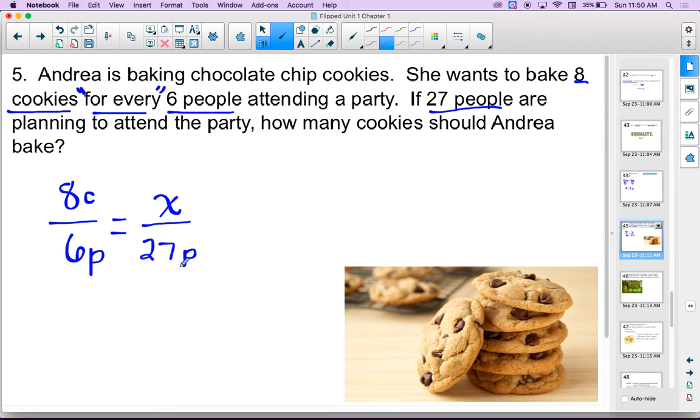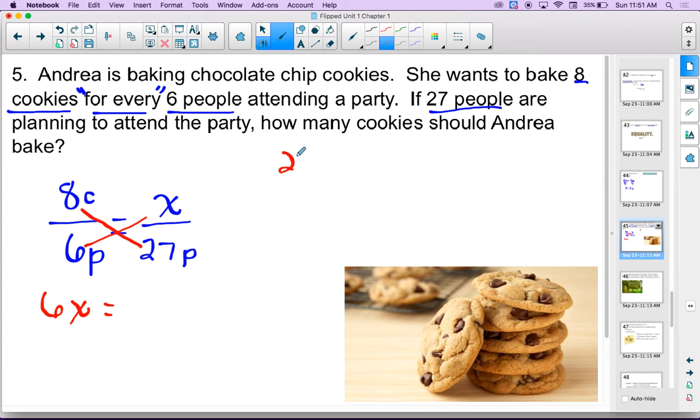So now that I've got my proportion ready to go, I can use cross products to solve it. I always start with the multiplication problem that's going to contain the variable. Remember, x is the variable here. The C just represents the units of cookies, and the P just represents the units of people. So we don't have to use these guys in our math problem, but we do have to use the x. So we get 6 times x, which is 6x. Don't forget we're writing an equation, so put your equal sign there. And now we're going to multiply 8 times 27.